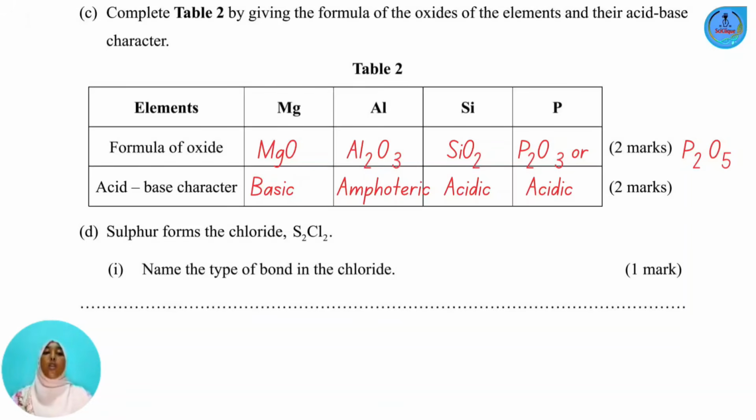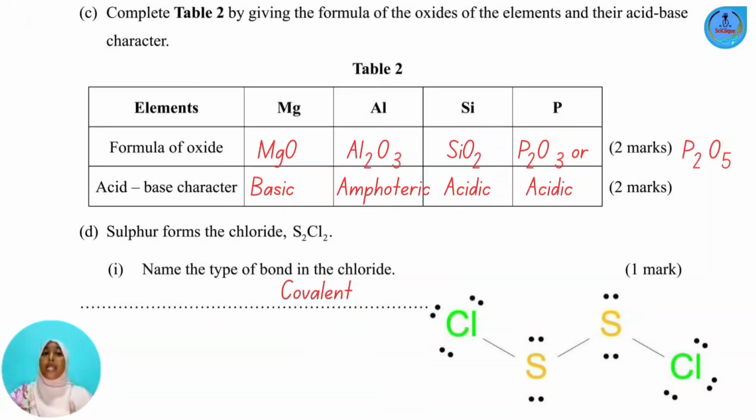Sulfur forms the chloride S2Cl2. Okay. Name it. By the way, this is known as disulfur dichloride. Just the way it is. Disulfur because of the two sulfur atoms, dichloride because of the two chlorine atoms. Okay, name the type of bond in the chloride. It's a covalent bond. When nonmetals bond with other nonmetals, in most cases, they use covalent bonds. We use those horizontal lines to illustrate a covalent bond.